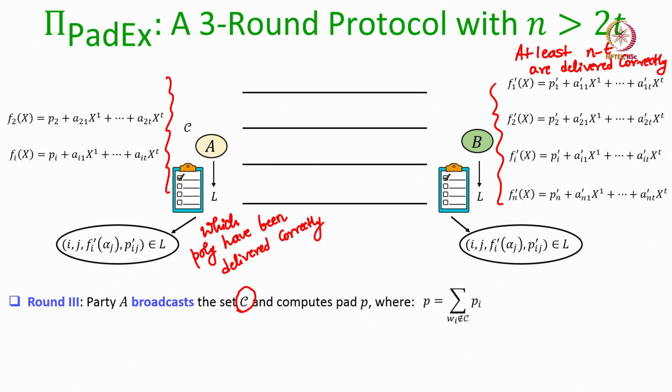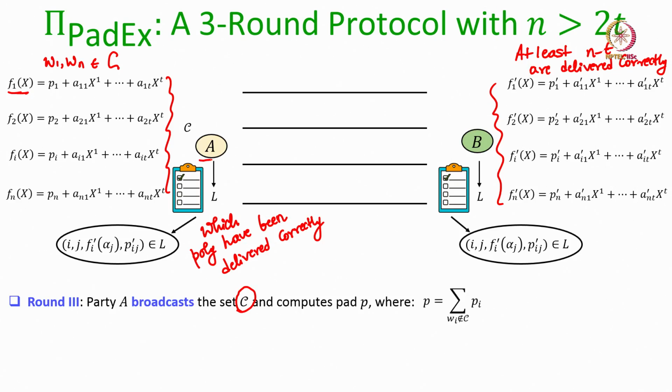Okay. And then it simply ignores the polynomials which have been delivered over those wires to B, because A does not know what version of the corresponding polynomials B has. So, for instance, I am taking the case when say W1 and Wn are present in the set fancy C. That means the first polynomial has been delivered incorrectly and the nth polynomial is delivered incorrectly.